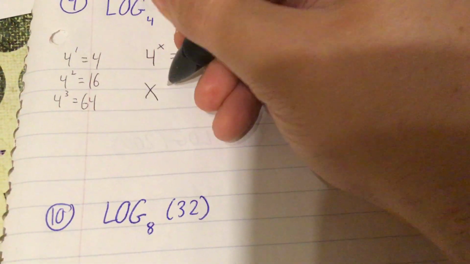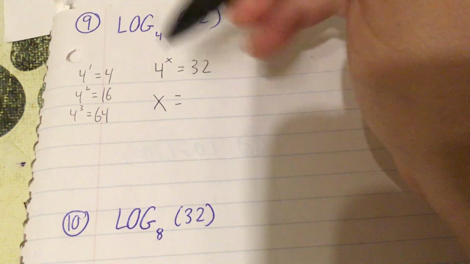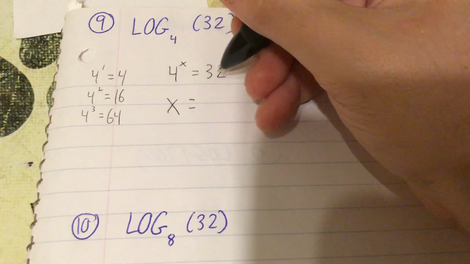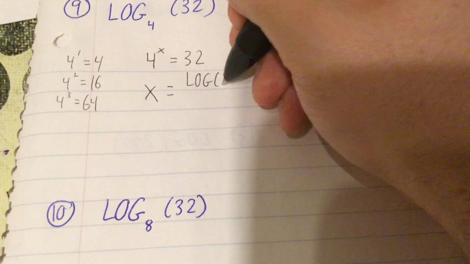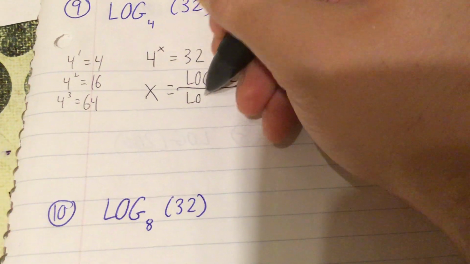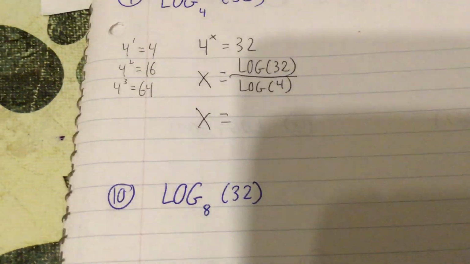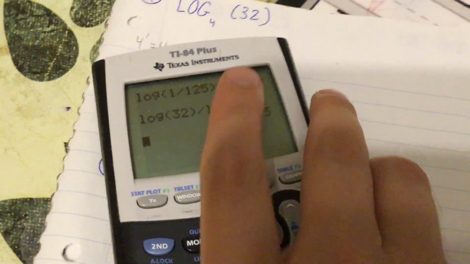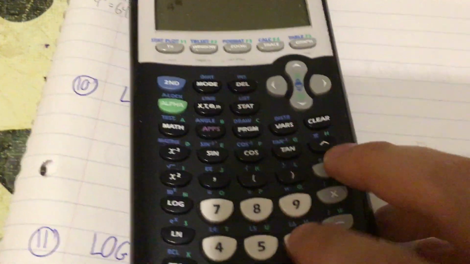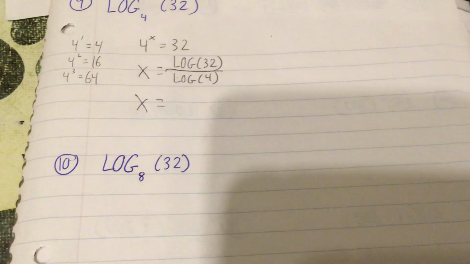So I'm not going to play the guessing game, but I just want to confirm with you that that's where we're thinking. Always think about reversing the exponential equation when we're given a logarithm. Okay? So we've got x is equal to log of 32 divided by the log of 4. So if I plug that into the calculator, log of 32, close the parentheses, divided by log of 4, I get 2.5. Just to confirm, 4 to the 2.5 power is 32.